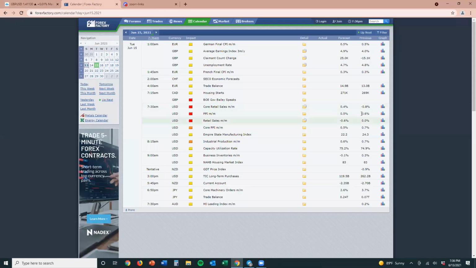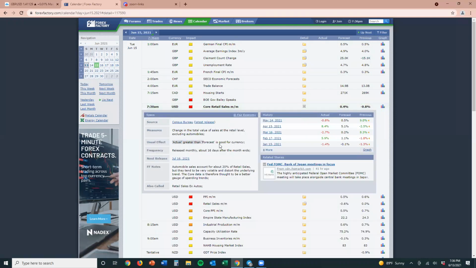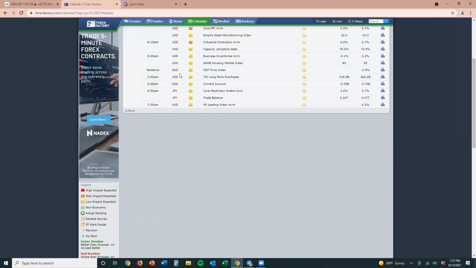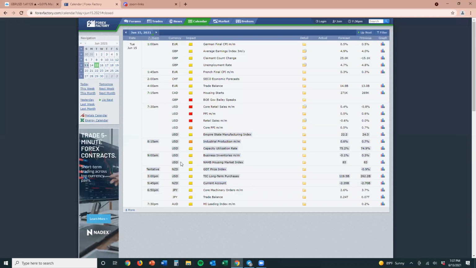We're forecasting 0.4%. So actual greater than forecasted. If these numbers come out better than what is forecasted, then that's going to be good for the currency. If they come out less than what is forecasted, then obviously that's going to be bad for the currency. And then all of this is just minor news that's not really going to affect the markets much.